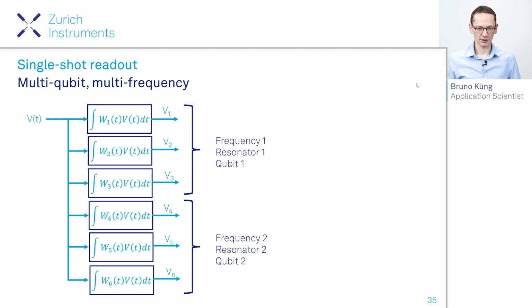And here, for instance, we start by having the first 3 integration weight units dedicated to qubit 1 and its 3 states that we use, and then the second triplet for the second frequency, corresponding to a second readout resonator and a second qubit. Again, this was the theory part, and I'm happy to hand back to Michele, who will show us these single-shot measurements in practice.